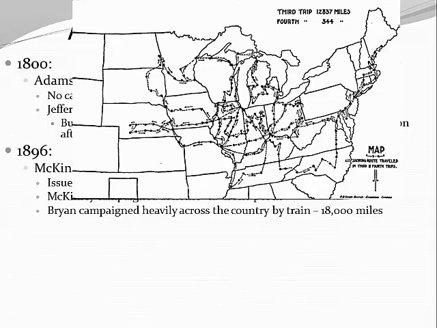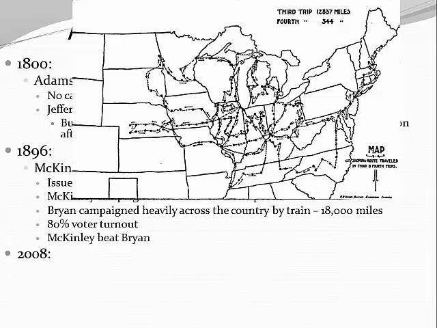Bryan campaigned heavily across the country by train, and he traveled 18,000 miles. And here is a map of the different areas that he traveled throughout the United States. So he heavily campaigned across the country. And there was an 80% voter turnout in the election of 1896, one of the highest turnouts ever. McKinley beat Bryan, and sadly for Bryan, he would go on to lose 3 presidential elections. Who does that sound like? We'll see that guy in a little bit if you're waiting on him.